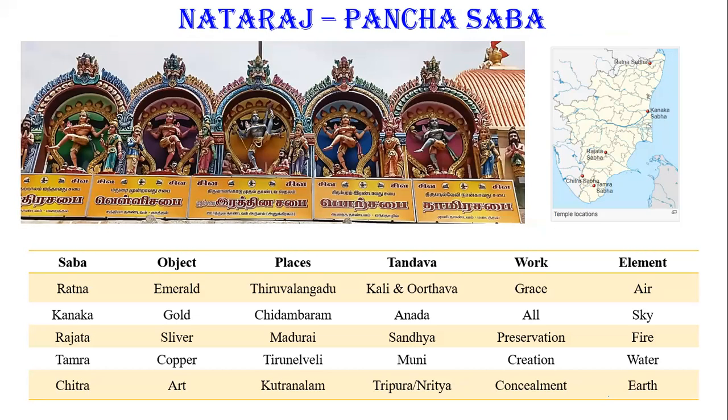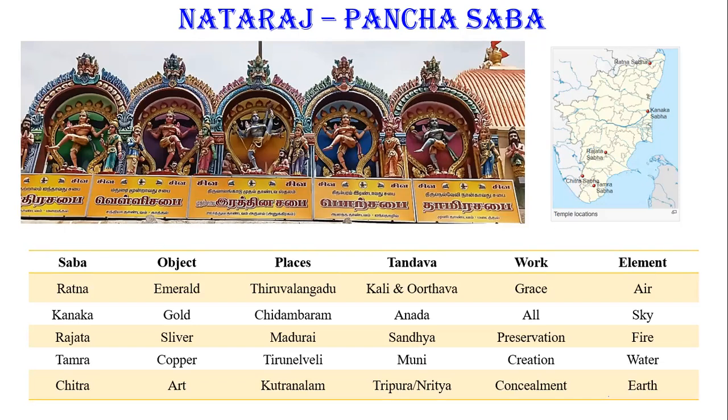Everywhere we know Lord Brahma is the creator, Lord Vishnu is the protector, and Lord Shiva is the destroyer. But in the Nataraja form itself, he has five works: grace, creation, preservation, destruction, and self concealment. These five works represent different forms of the Nataraja dance.